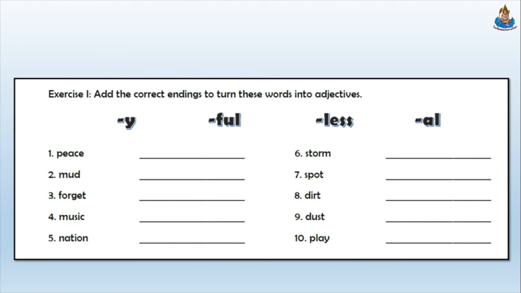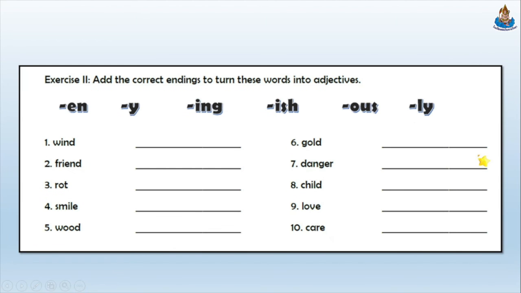Now here are some exercises that you can work on after watching this video. So grab your worksheets, locate lesson number 5, and look for exercise number 1. So for part 1, your job is to add the correct endings to turn these words into adjectives. So we also did this a while ago, so you just put a suffix to the word and write the word here on the space provided. So for exercise number 2, you also do the same thing as what you did with exercise number 1. You add the suffix to the words that you have right here.